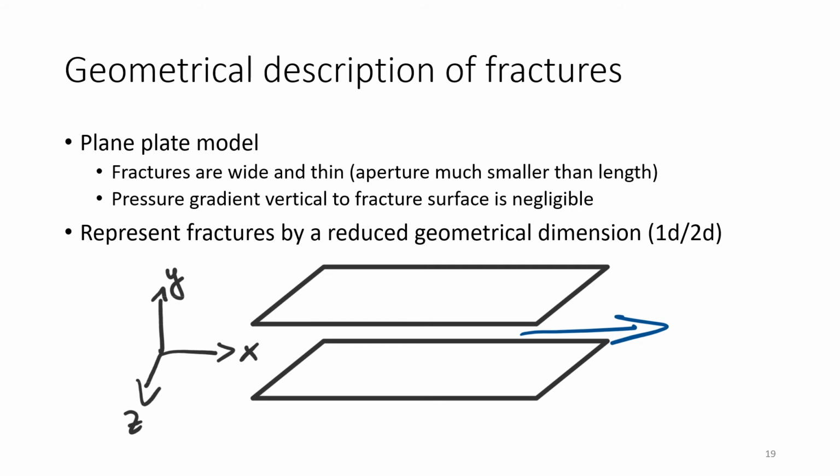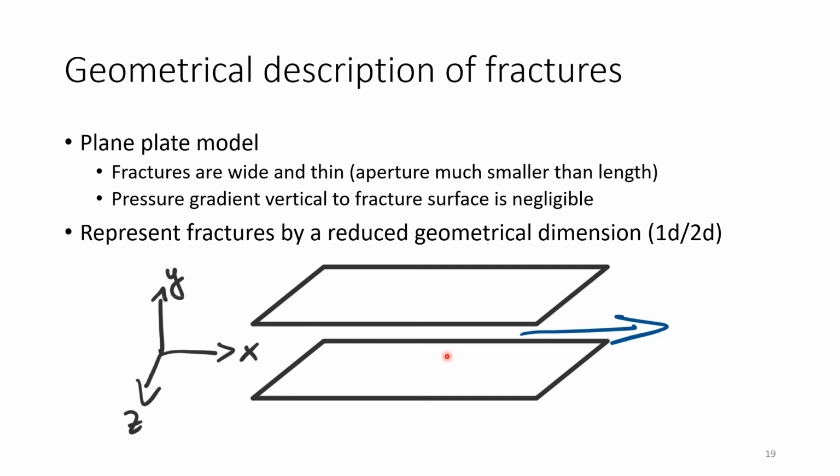So you have this representation here of your two plates. They're separated here. Well, this is overestimated, the aperture, right? And the spatial dimensions here are just a sketch, so it's not to scale. But we have some pressure gradient maybe in x and z dimension here, but the pressure gradient in y direction we can usually neglect, which then gives us the benefit that we can represent fractures by a reduced geometrical dimension.